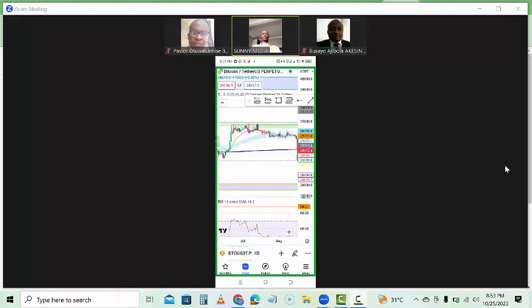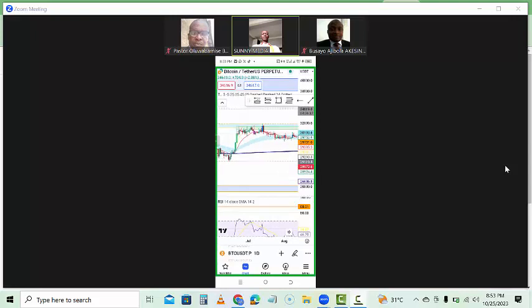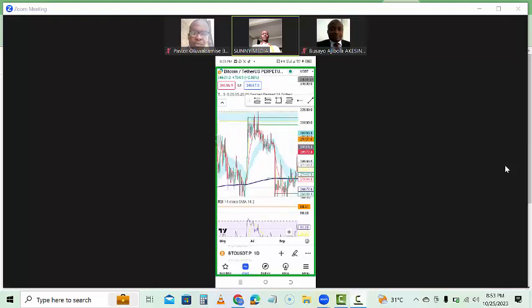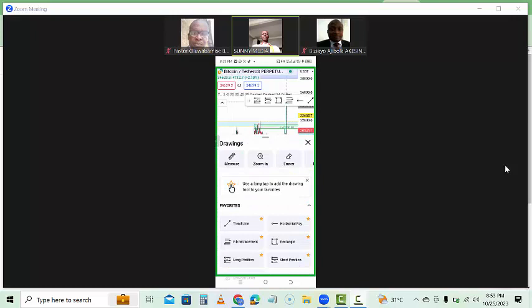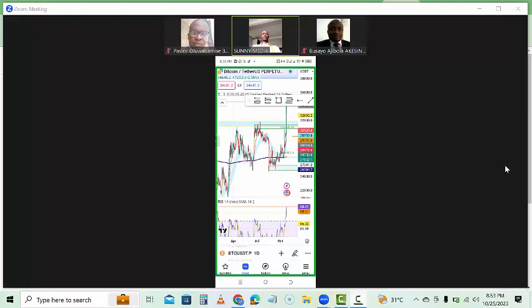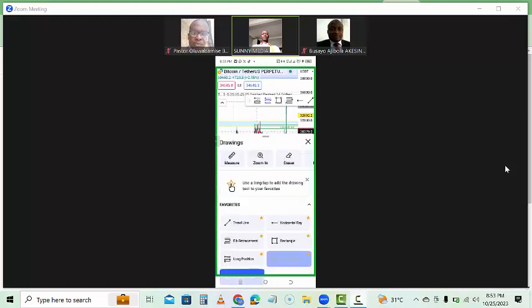I need to take out this indicator so that you all can see my chart clearly. Let me take out this indicator. I'm trying to take out the indicator, just a moment.